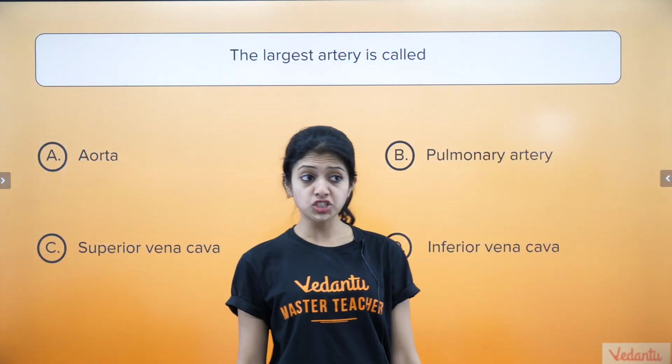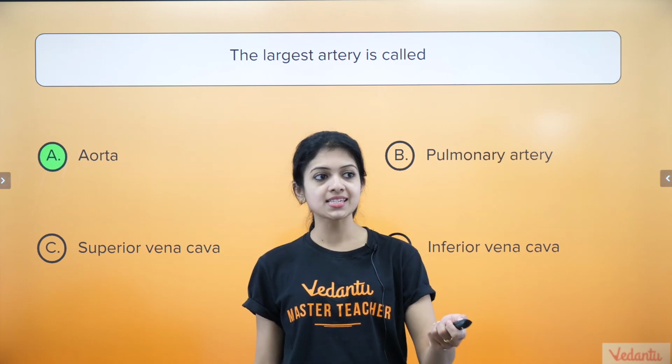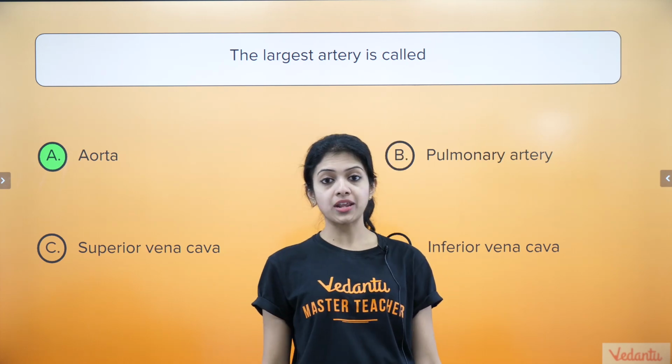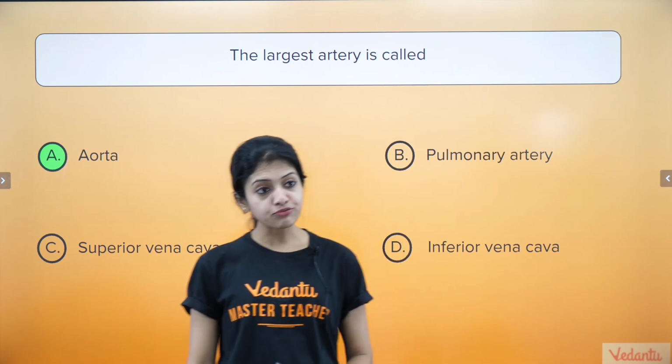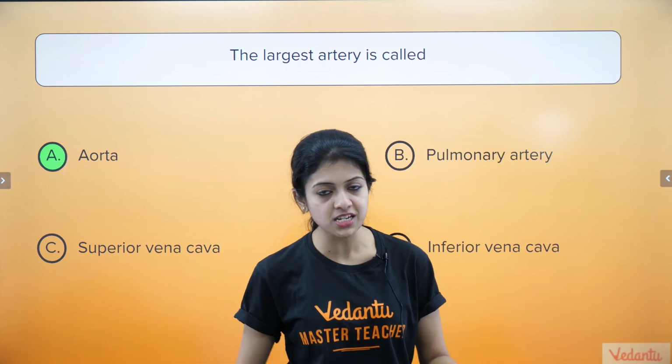The next one, the largest artery is called, yes, the answer is aorta. Pulmonary artery is also a major artery, but the largest one is the aorta. Superior vena cava and inferior vena cava are major veins of your body which will be entering your heart.